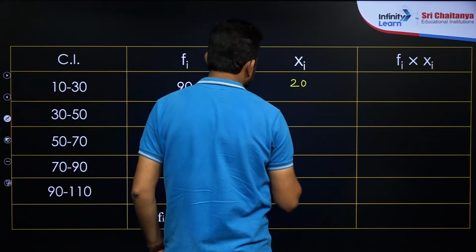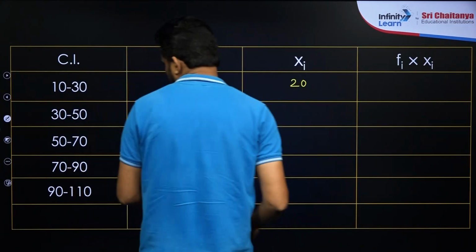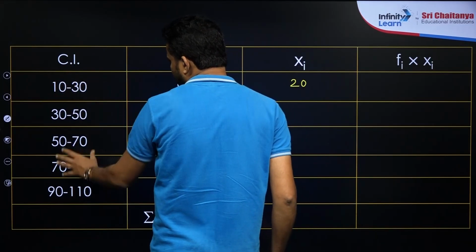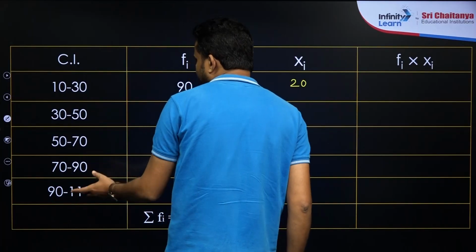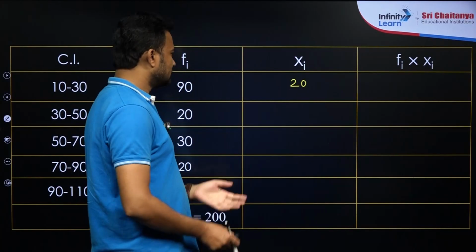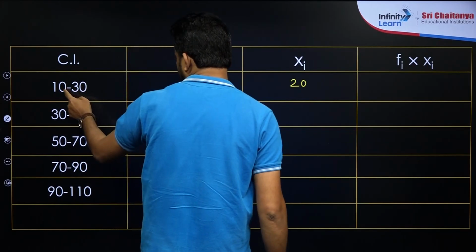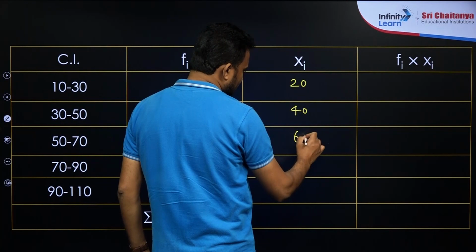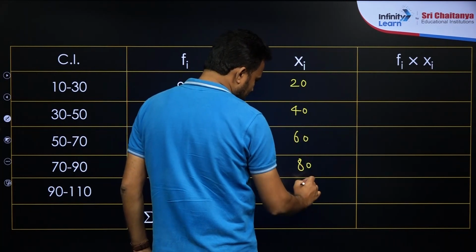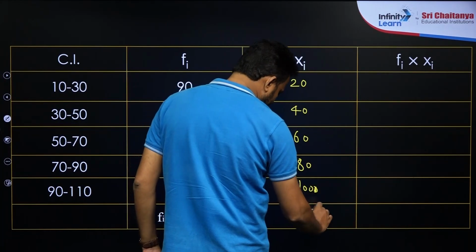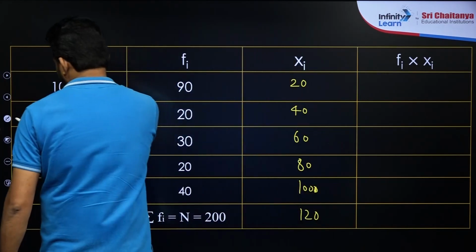Now how to find the xi for the next one? Just focus on the class size. The class size of all class intervals is the same, so we can add the class size to get the class mark of the next class interval. The class size is 30 minus 10, which is 20. So add 20, we get 40. Add 20, we get 60, then 80, then 100. Till 100.